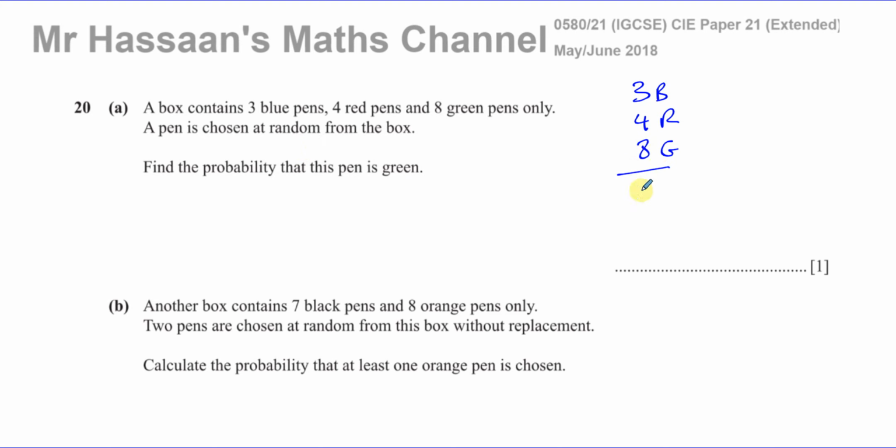Well, the total number of pens is 7 plus 8, 15. And we see that 8 of them are green. So the probability of getting a green is equal to the number of greens, which is 8, over the total number, which is 15. So you get 8 over 15. That's in its simplest form. That's fine. And there's the answer for part A.